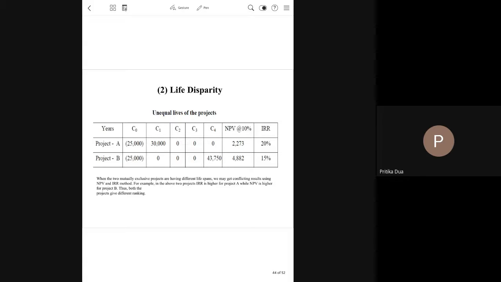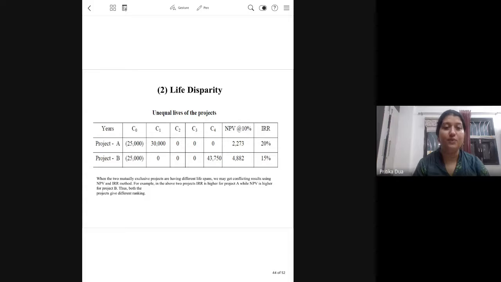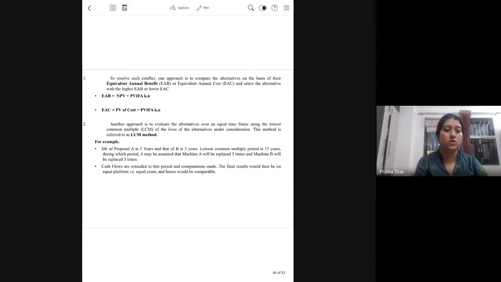Life disparity is when the lives of the projects are unequal. So, the two competing projects might be the same in all senses. Like you can see the example here, the initial outlay is the same, but the lives of the projects are different. And then how to address this problem, because this problem may again give rise to a difference in ranking as per NPV and IRR. Now here we have two options.